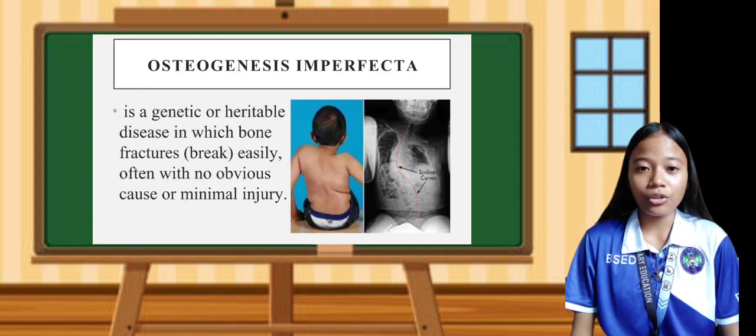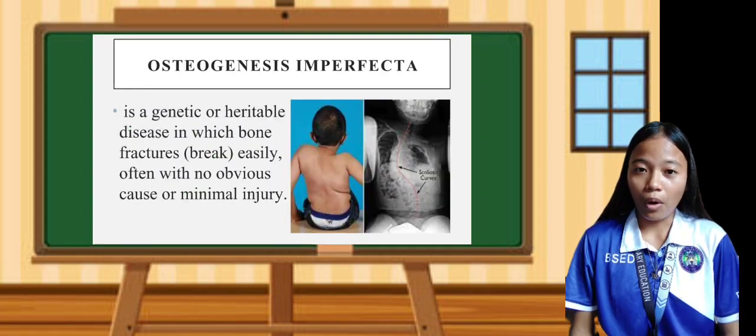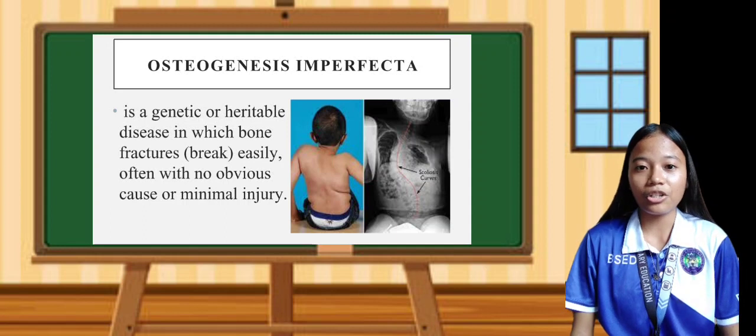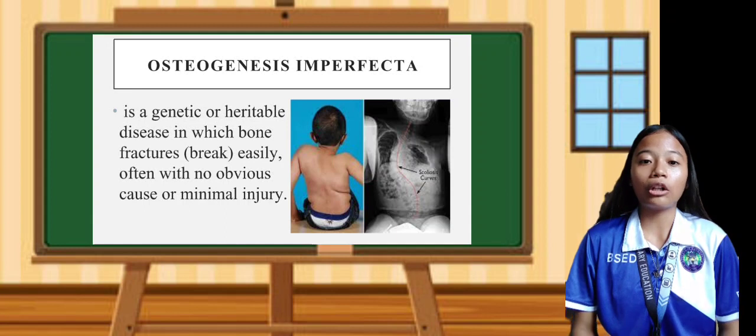The next one is osteogenesis imperfecta, or OI. Osteogenesis imperfecta is a genetic, heritable disease in which bones fracture easily, often with no obvious cause or minimal injury. OI is also known as brittle bone disease, and the symptoms can range from mild with only a few fractures to severe with many medical complications.